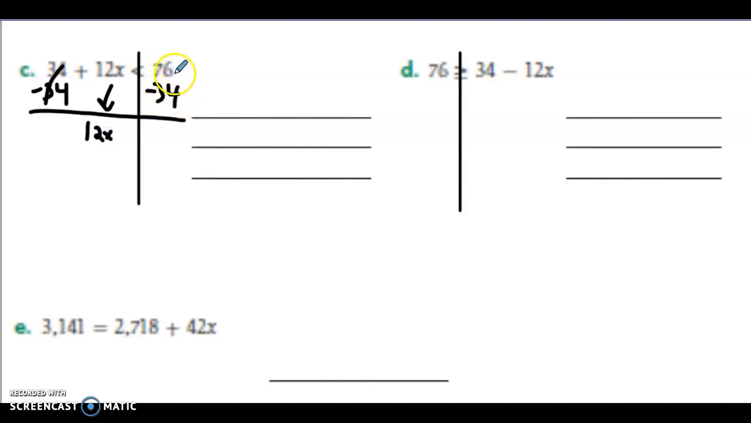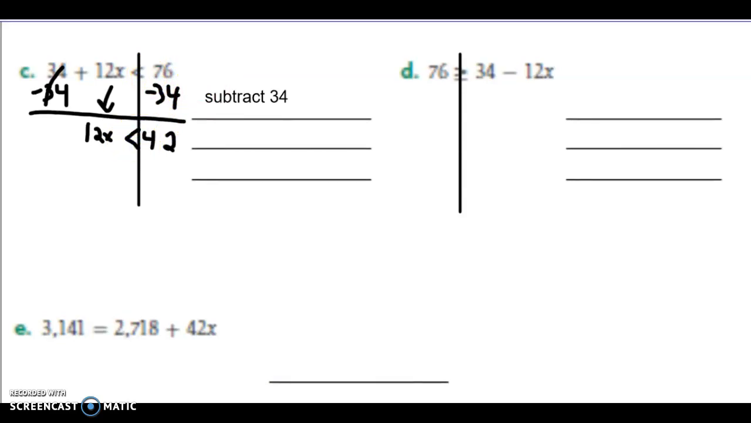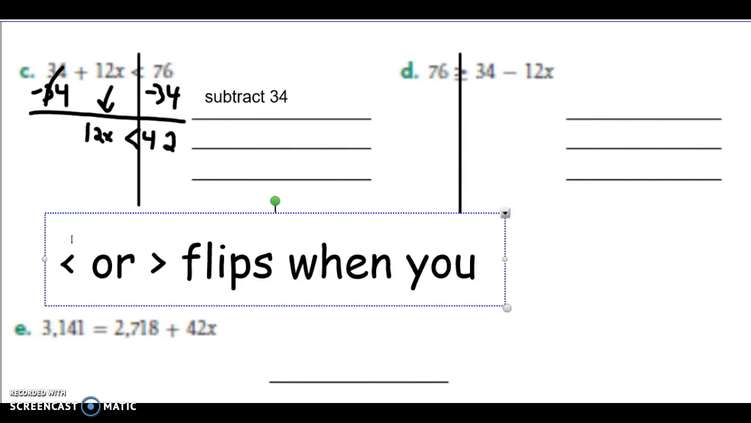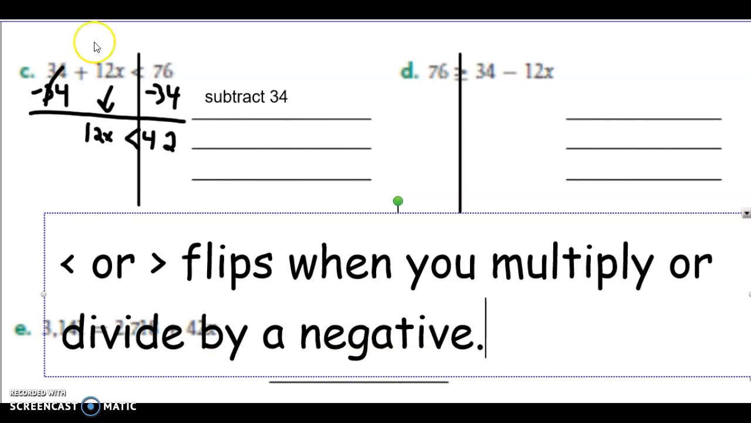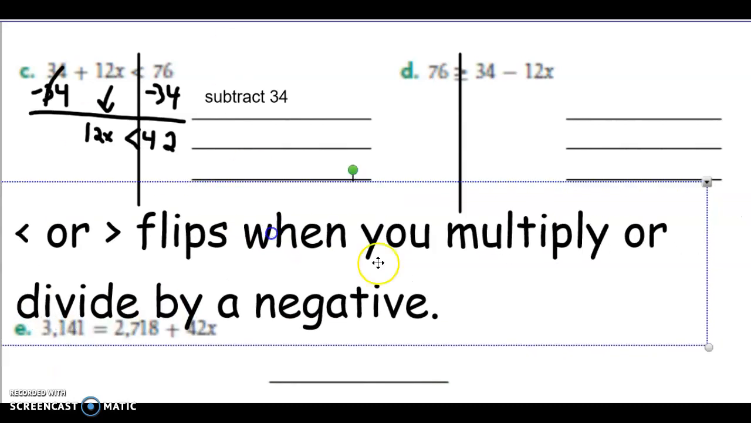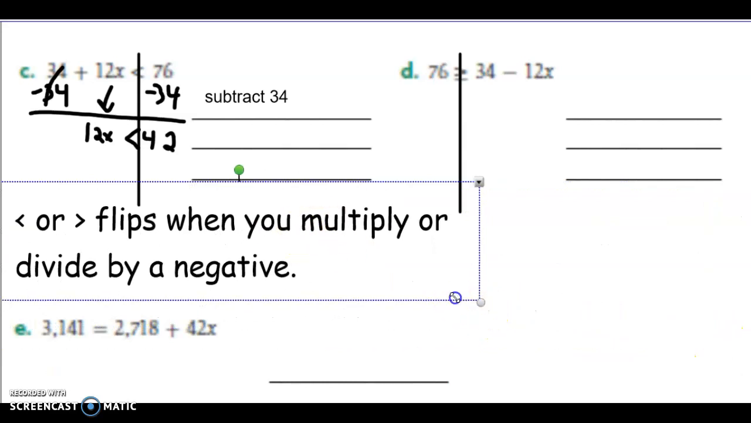And then we have 76 take away 34. Well, 6 take away 4 is 2, and 7 take away 3 is 4. So that was our first step. We subtracted 34 from both sides. And our inequality symbol does not change because our symbol only changes when we multiply or divide by a negative. That's the only time it flips and changes around, and we did not do that for this problem. So just keep that there as a reminder.